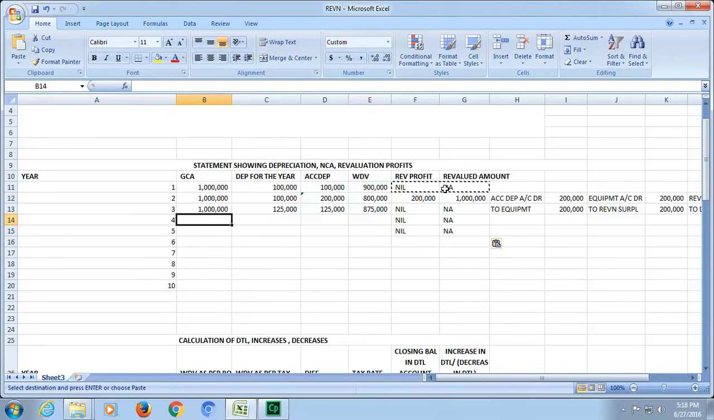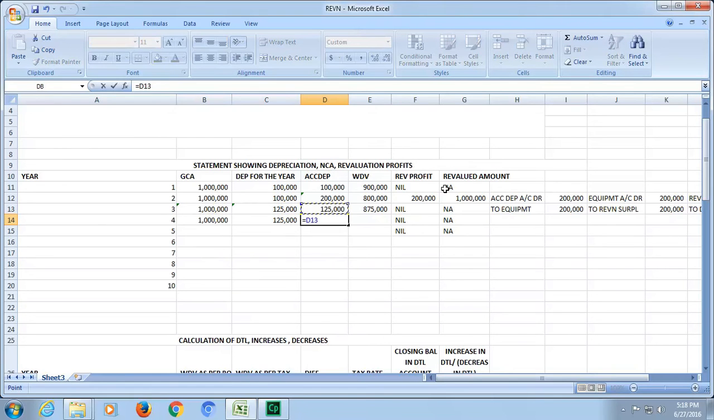Now for the 4th year the carrying amount will continue at 10 lakh, depreciation would be equal to 1,25,000, accumulated depreciation would be 1,25,000 opening balance plus current year depreciation, 2,50,000. WDV would be 10 lakh minus 2,50,000, 7,50,000. 5th year again the gross carrying amount will be the same, depreciation would be the same, accumulated depreciation would be 250 plus 125, 3,75,000. WDV would be 6,25,000.